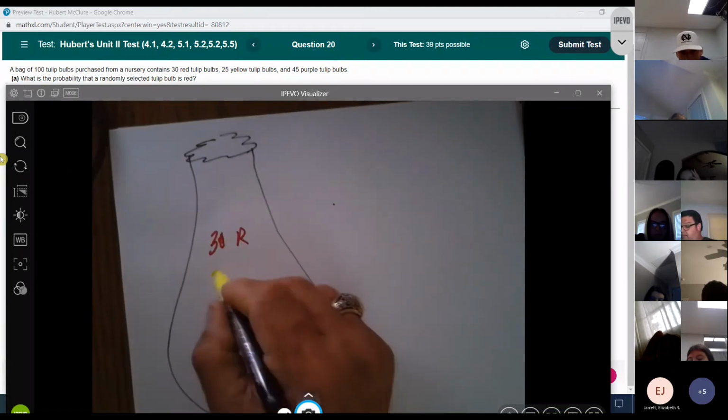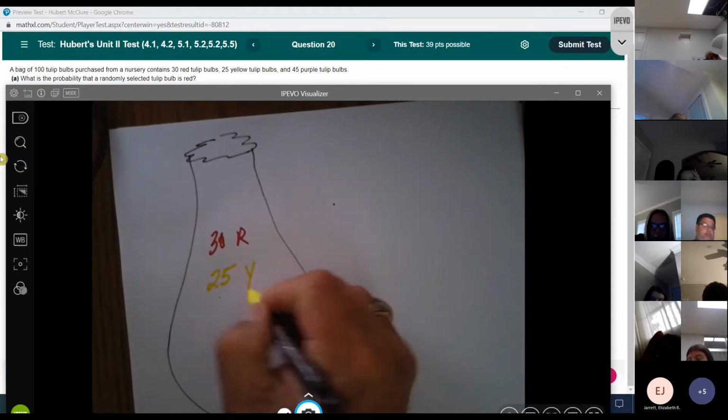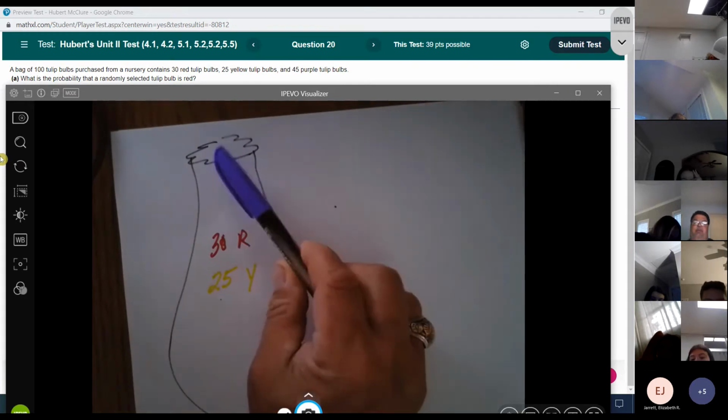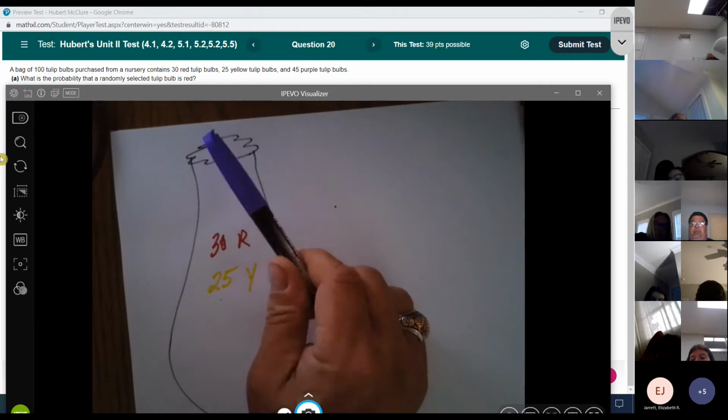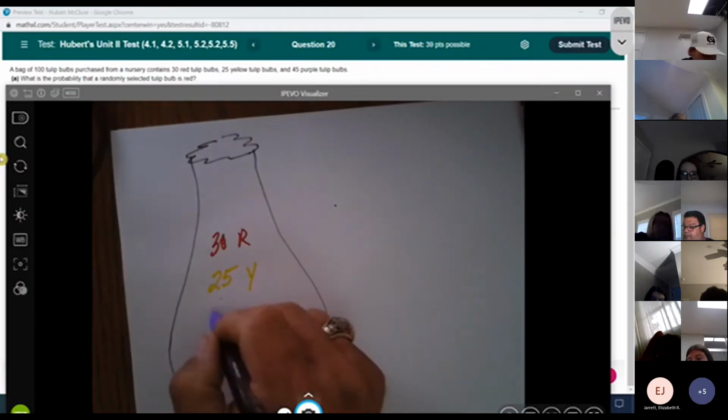It's my favorite color. 25 yellow tulips. And 45 purple. Now, we'll probably have somebody say something about purple, but this is my purple. This is the only purple I've got. So I don't want anybody to say anything bad about my purple. And that's 45 purple.